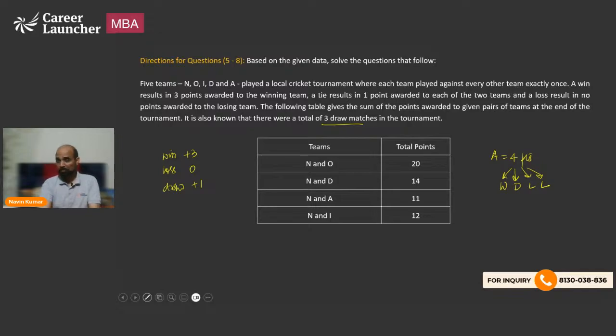Every team is going to play 4 matches. There are 5 teams, and each team plays the other 4. So each team has to play 4 matches, right? This is what I'm trying to say: once you have figured out the points awarded to each team at the end of the tournament, we need to see how many wins, losses, and draws can happen. Now, are we going to have cases, or a unique scenario? Let's look at the questions and determine that.